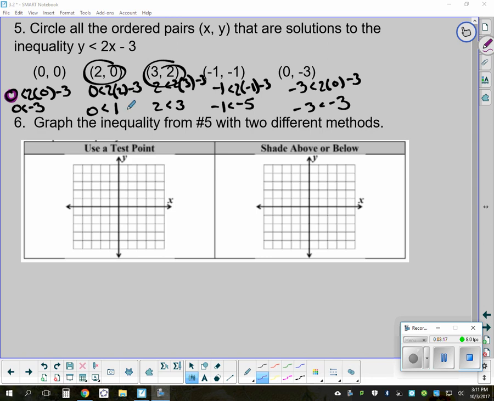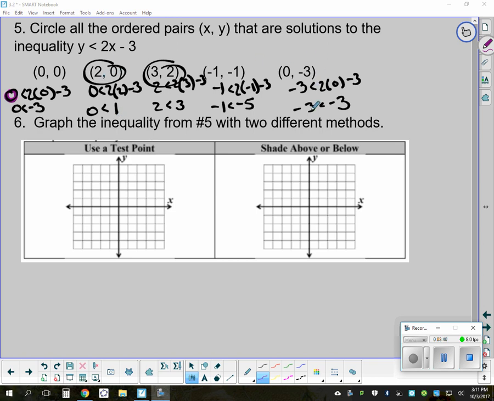Okay, I got that the second and the third points work here. And you can check my work. So for 0, 0, I get 0 is less than -3. That's not true. 0 is greater than -3, so that doesn't work. For 2, 0, I ended up with 0 is less than 1. That is a true statement, so that works. And then I just continued on.